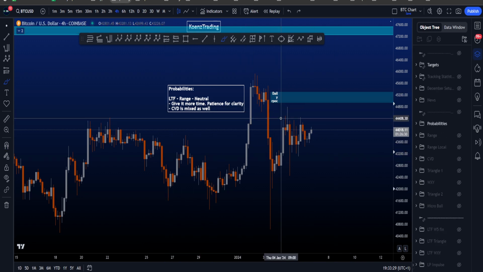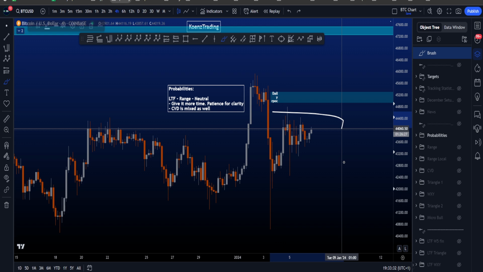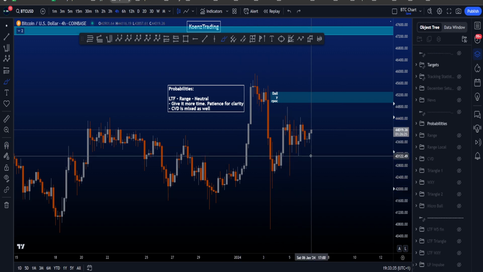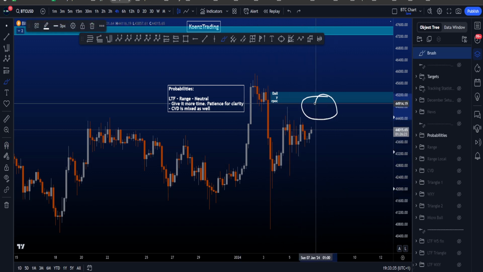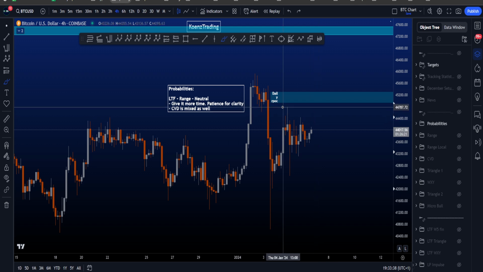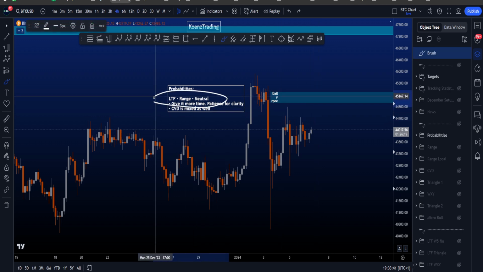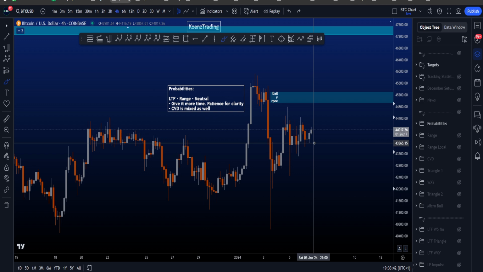So on the low time frame, probabilities at the moment are just higher to range, right? Yeah, we have the bullish CVD divergences, which might play out, look for a bit of upside, but it is weekend. The weekend tends to be a ranging environment as well, and I'm pretty neutral.